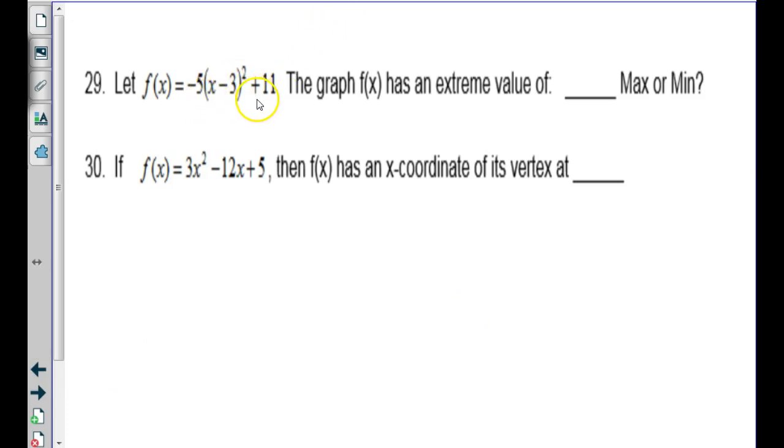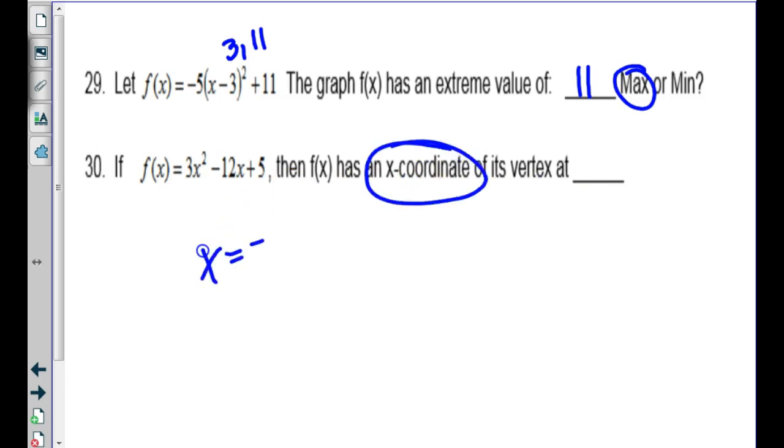This is a parabola that opens down. So the extreme value would be the vertex, which is 3, 11. The function's extreme value is 11. I don't know how it asked for it in the question, but it's the y value. F of x has an x coordinate at its vertex of, so could you graph this, or you could use this? Do you remember this formula? So that would be positive 12 over 6, which is 2, because that's all it asks for is the x coordinate. You don't even have to plug it back in.